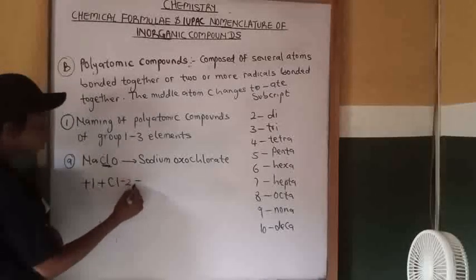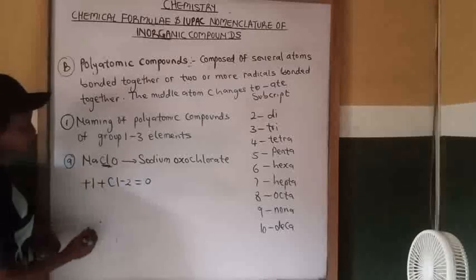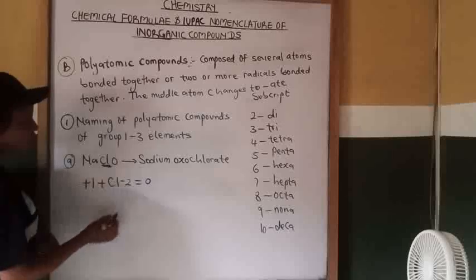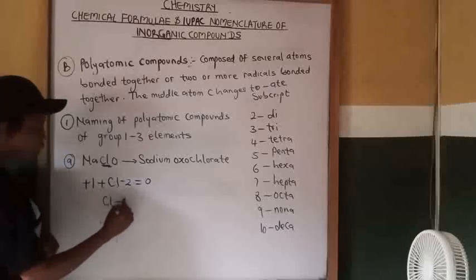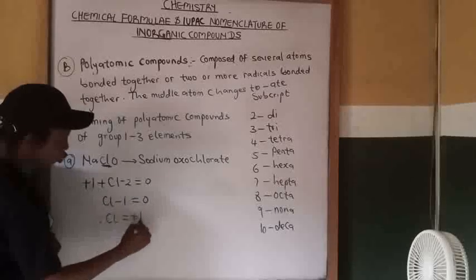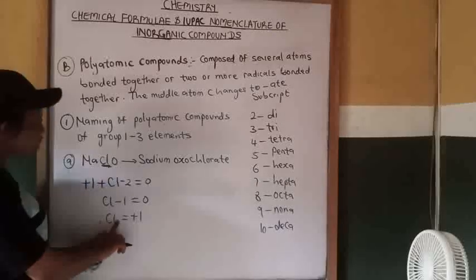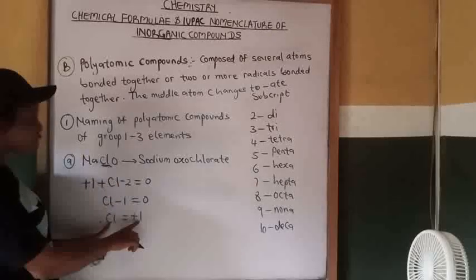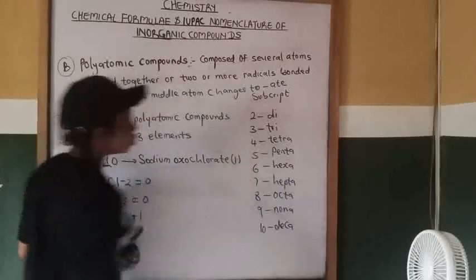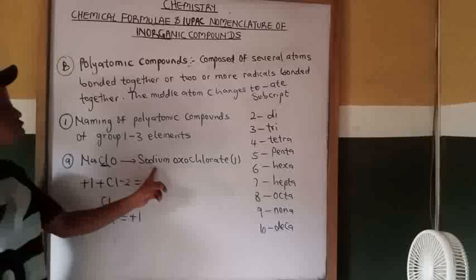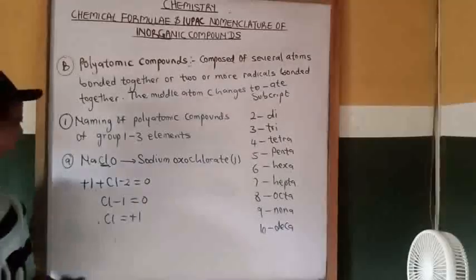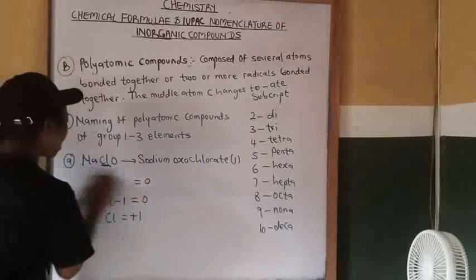So everything equals 0. Now +1 -2 will give us -1. So Cl -1 equals 0, so Cl equals +1. So the oxidation number of chlorine from this compound is +1. So we call it chlorate 1. So the name of this compound is sodium oxochlorate 1. So let's name another compound.